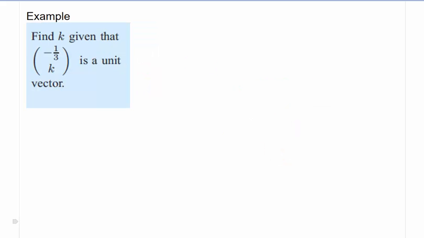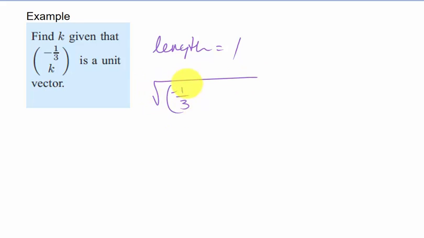So for this one, it's asking us to find K. It's giving us our horizontal and vertical component, and it's telling us specifically that it is a unit vector. So that means that we know that the length is equal to 1. Well, our length formula is square root of -1 over 3 squared plus k squared, and we know that that's equal to 1. So we can square both sides.